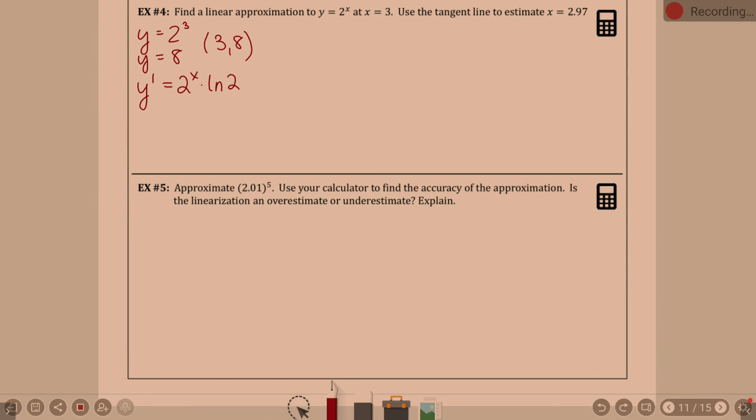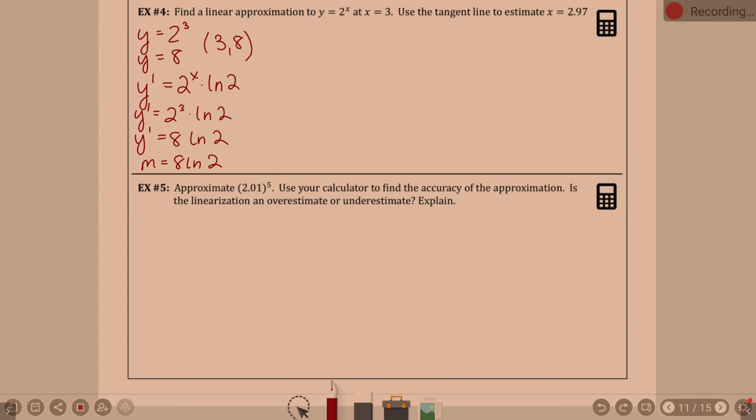Okay, remember that? So now we need the derivative evaluated at 3. So 2 to the third times ln 2, which is going to be 8 natural log of 2. Why do I not remember using that? Okay, I did use that, though. So my slope is the 8 natural log of 2.